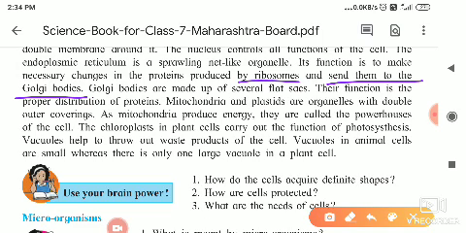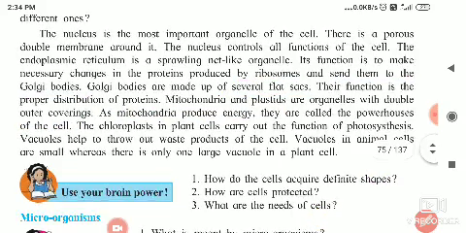Golgi bodies are made up of several flat sacs. Their function is the proper distribution of protein. Mitochondria and plastids are organelles with double outer coverings. The mitochondria produce energy. Mitochondria are the powerhouses of the cell.